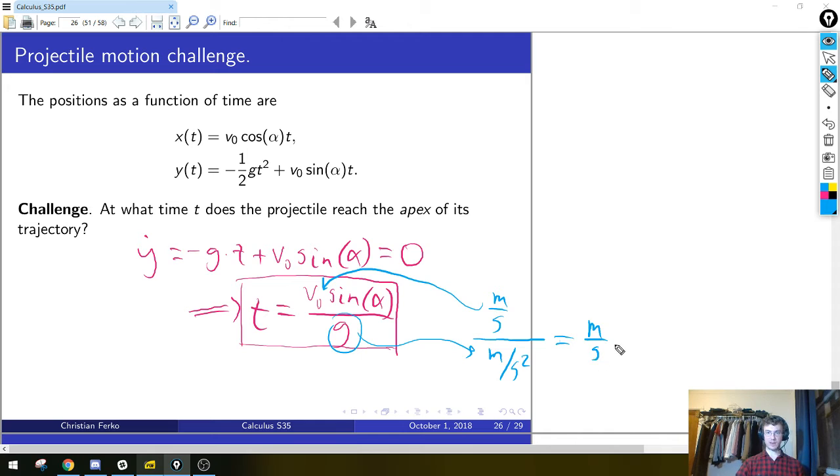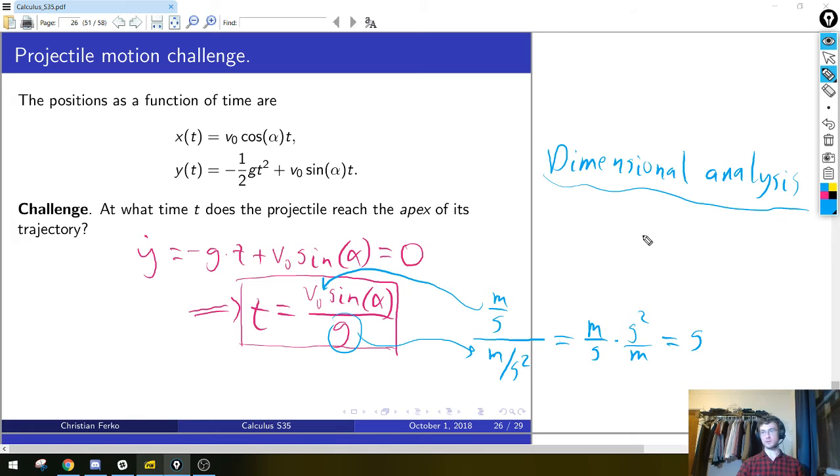Dividing two fractions is the same as multiplying by the reciprocal. So this is meters per second times the reciprocal of the bottom, which is seconds squared per meter. Meters cancel. One factor of seconds cancels. We get seconds. So our answer for time has units of seconds, which is pretty good, because where I come from, we measure time in seconds. So that's comforting. And indeed, this is the correct answer. This is so important in physics that it gets a fancy name called dimensional analysis. It's a very fancy name for a very simple observation that you should check to make sure your units work.